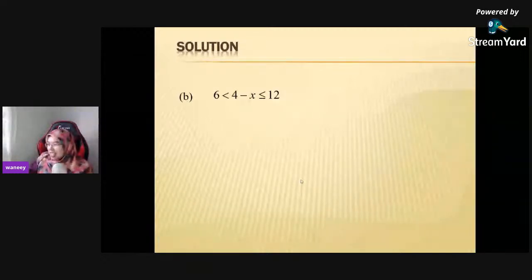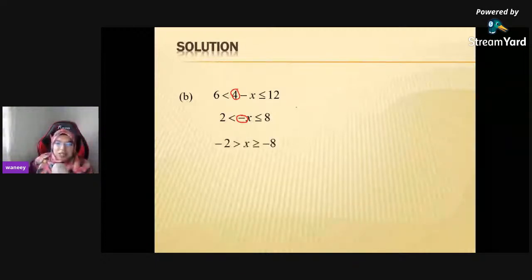Okay, so now let us see whether you have the correct answer or not. Okay, so what we have here is the 4. So let us bring the 4 to the left hand side and right hand side. So we're going to add: 2 less than -x less than or equal to 8. And then since we have negative in front of the x, we should times with -1 on the left hand side and right hand side. Therefore, we have -2 greater than x greater than or equal to -8.